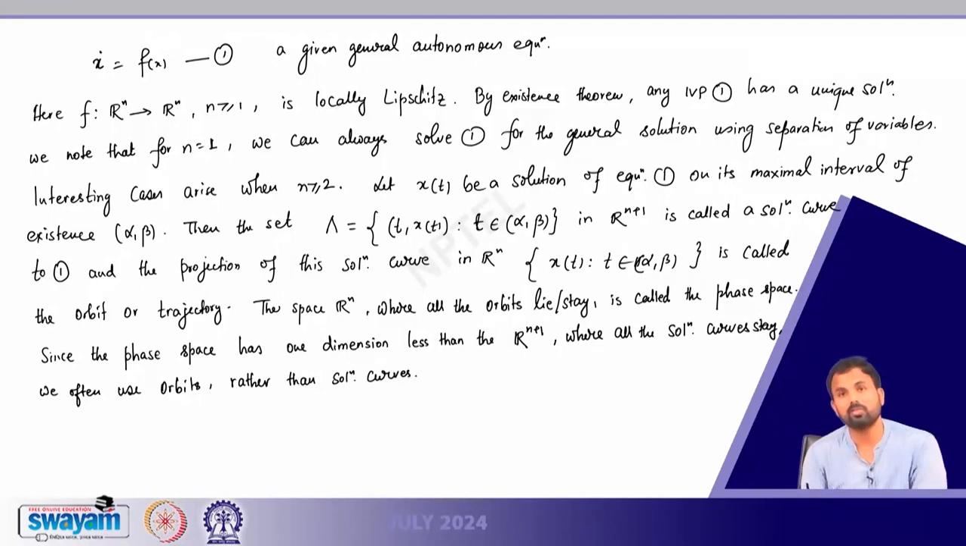Obviously, it is always easier to solve a one dimensional problem than a 2D problem. So, here also, if you are given a choice to work with R^n or R^(n+1), you work with R^n. R^n is the space where all the trajectories are, and R^(n+1) is the space where all the solution curves are, which involves one dimension more. So, we will stick to the orbits, that means the curves or the trajectories that are in R^n.